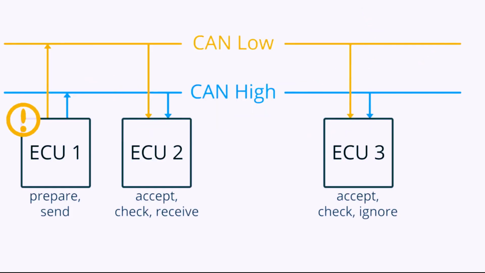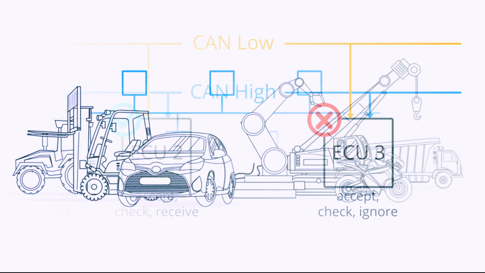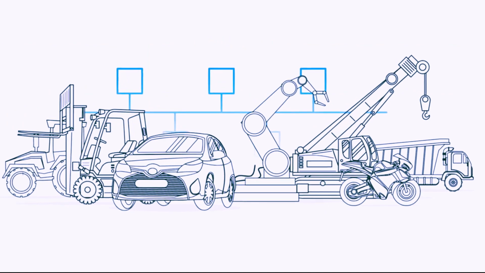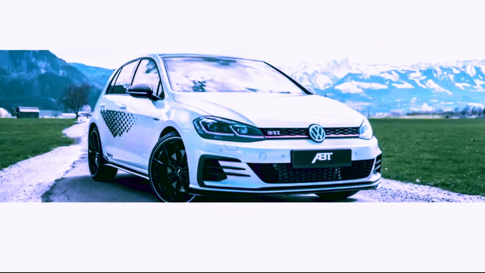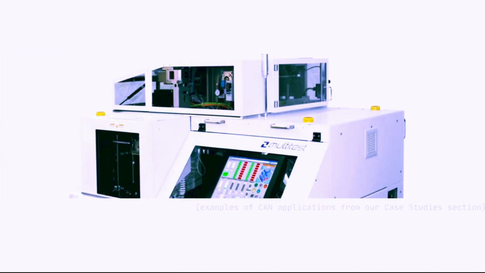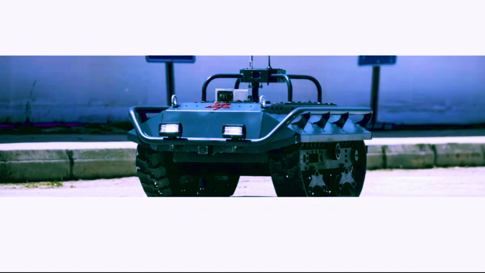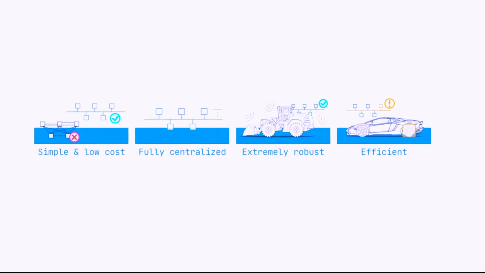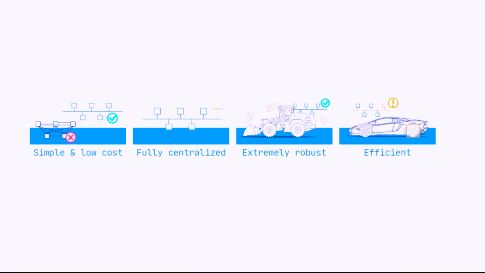CAN supports a multi-master bus architecture, allowing multiple nodes to communicate on the same network. It features built-in error detection and fault confinement mechanisms, enabling reliable communication and error recovery. CAN is commonly used in embedded systems for applications requiring real-time communication, fault detection, and error handling, such as automotive control systems, industrial automation, and medical devices.